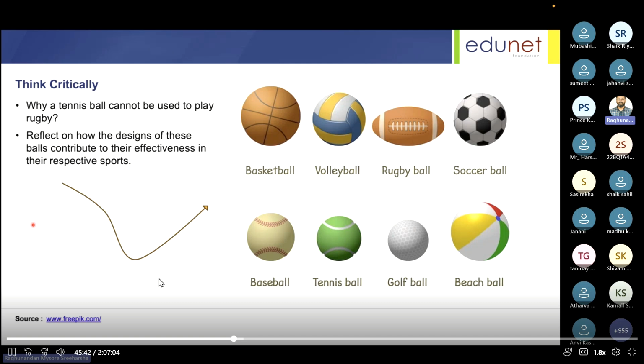Why is the color different? Why is the material different? And more importantly, what is the most important thing? It is about the size. Can anyone let us know about that?